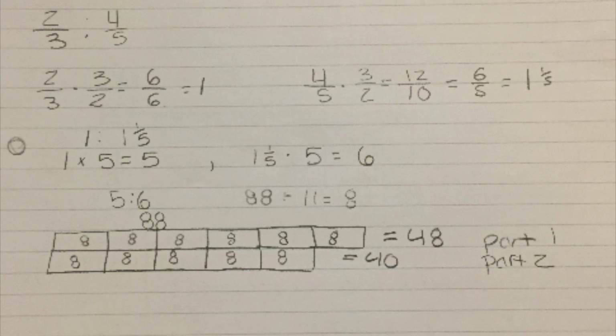So then I knew that for the first part I'd have 6 little things on my tape diagram, and then I would have 5, and I just filled both of those up. So I added those together, and I got 11 for the whole, and then I divided 88 by 11 and got 8, which told me that there'd be 8 in every single one of the different parts. And so for the first part I got 48, and the second part I got 40.